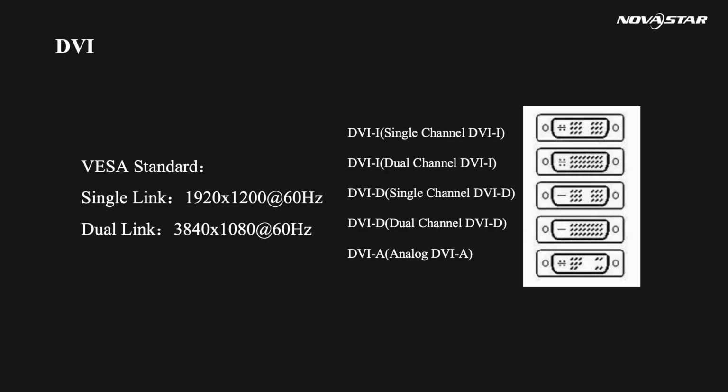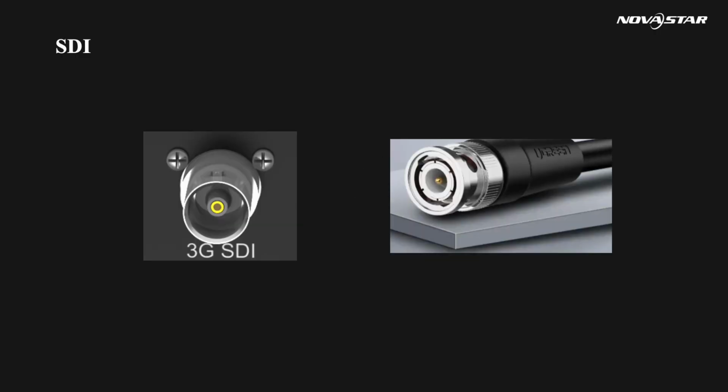DVI devices manufactured as DVI-I support analog connections and are compatible with the analog VGA interfaces by including the VGA pins, while DVI-D devices are digital only. The single-link DVI can support up to Full HD at 60 Hz, which is similar to HDMI 1.3, while dual-link DVI can support 4K by 1K at 60 Hz, which is similar to HDMI 1.4.